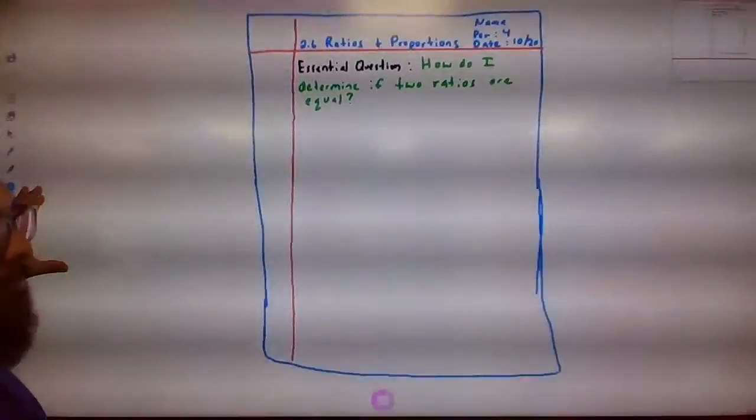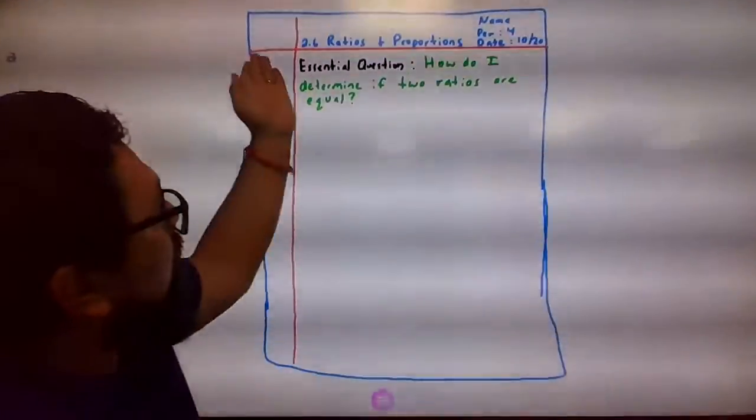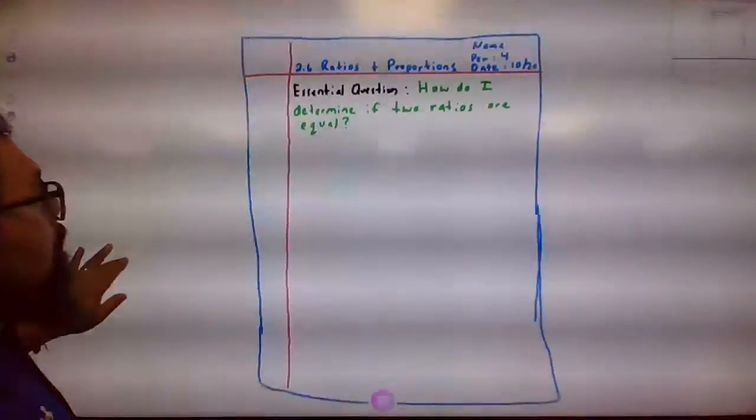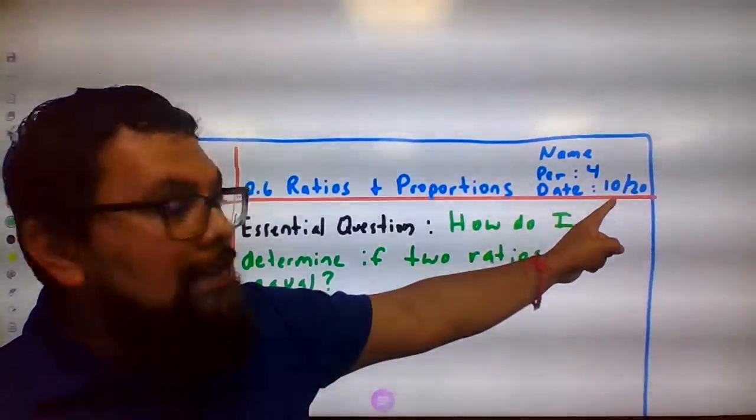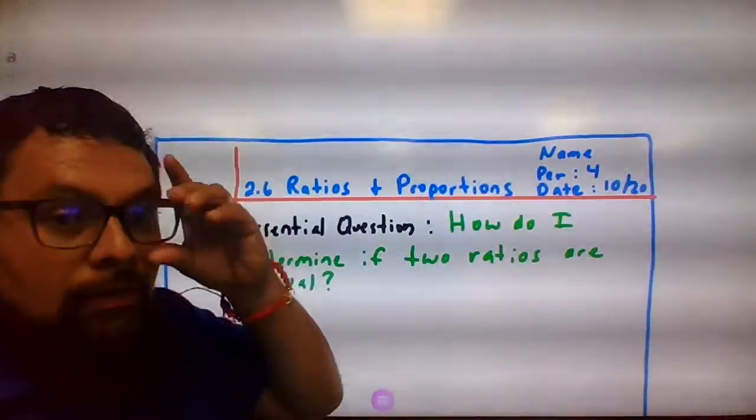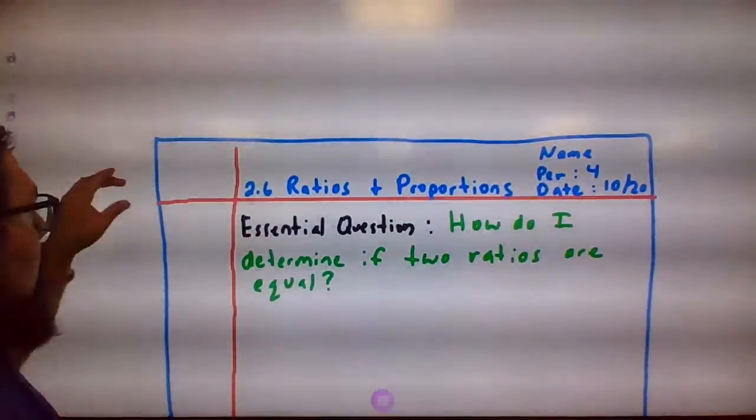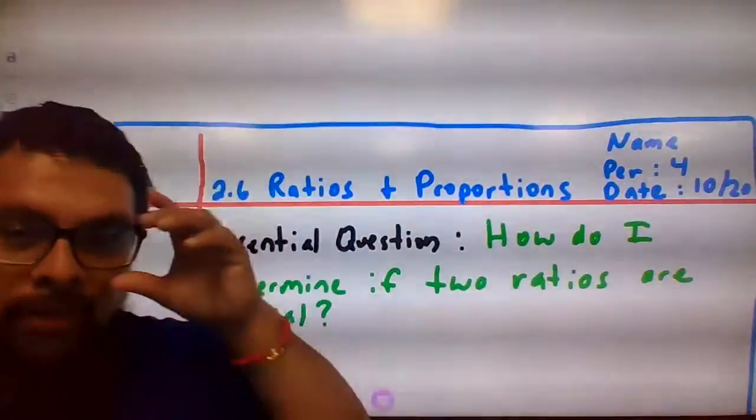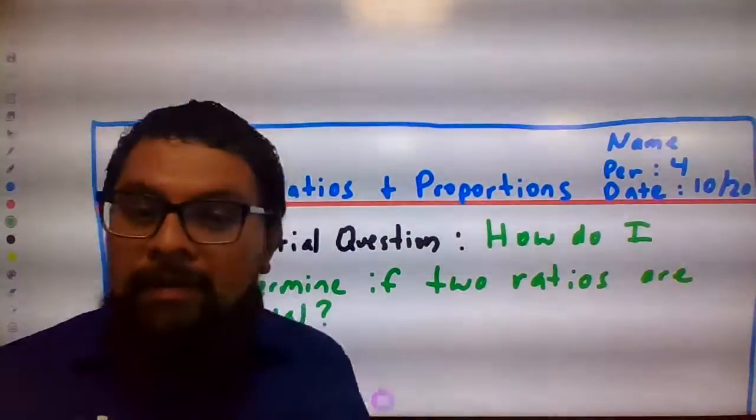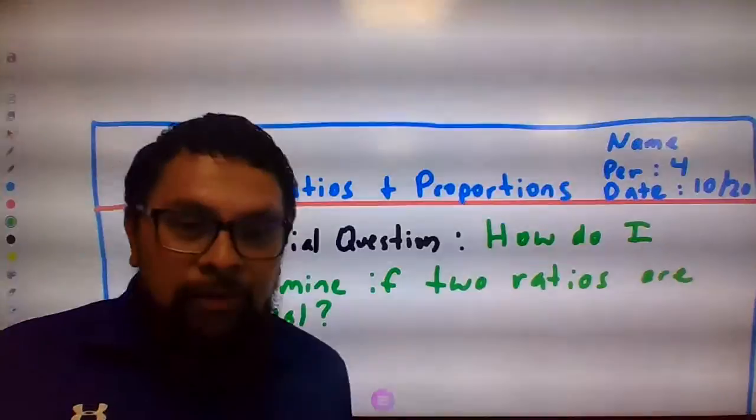So this is your paper. Here's your line, here's that line. Okay, make sure you put your name on top, period 4. Today is the 20th. Okay, and then your lesson is 2.6 ratios and proportions. Okay, some of this might be review, some of this might be new. Okay, so we're gonna go ahead and do it.